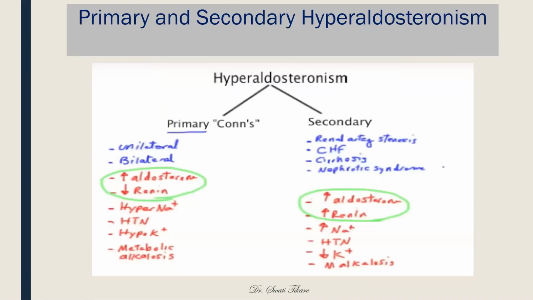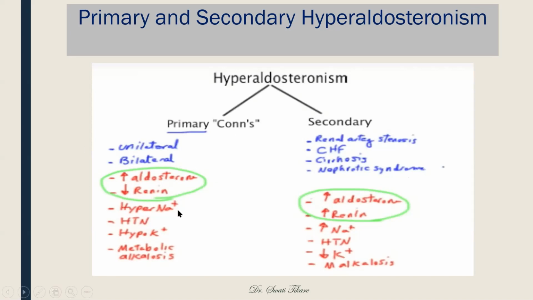Then next we move on to differentiating between primary and secondary hyperaldosteronism. First we will go to the causes. Primary hyperaldosteronism is called Conn syndrome. The cause, as we have already discussed, is the presence of an adenoma in the zona glomerulosa, which is producing aldosterone. That adenoma can be present either in one adrenal cortex or in both, so it could be unilateral or bilateral. Whereas in the secondary, the cause does not lie in the adrenal gland at all. It could be due to renal artery stenosis, chronic heart failure, cirrhosis, or nephrotic syndrome. Remember, all these are disorders in which the ECF volume is in excess, the circulation is sluggish and it's not happening properly.